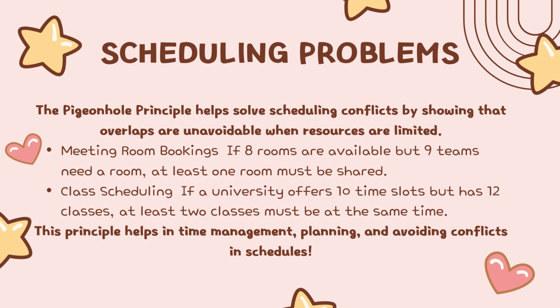Here's another example. If a university offers 10 time slots but only has 12 classes, at least 2 classes must be at the same time. As you can see, this helps in time management, planning, and avoiding conflicts in schedules.